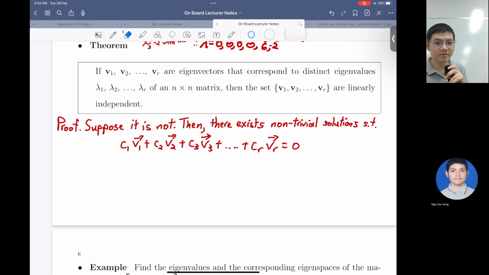Eigenvector. What can we do? Eigenvector.